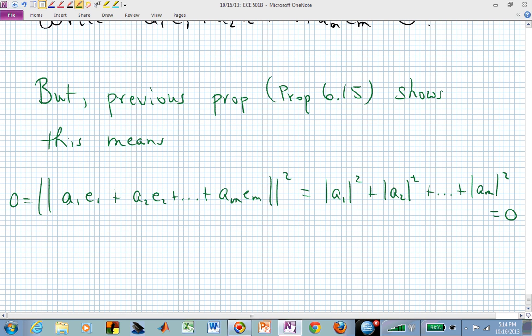These have to be non-negative, don't they, if they're absolute values? We're summing a bunch of non-negative numbers and getting 0. That means none of them can be positive, can they? So they all have to be identically 0, all of those scalars, for this to be true. That means all of these a sub l's equal 0.